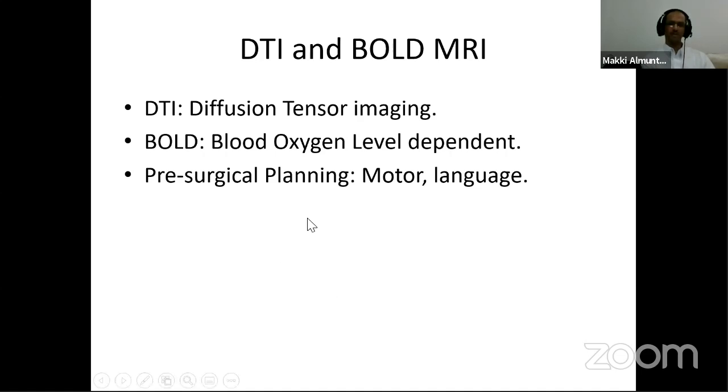fMRI, I just mention it, but we'll speak about it next week. DTI, diffusion tensor imaging, and BOLD, which is blood oxygen level dependent MRI, are used mainly for pre-surgical planning. We localize the motor cortex and language cortex prior to surgical resection when necessary. Also, perfusion, we do it when we need, but in other institutions, they do all of this routinely.